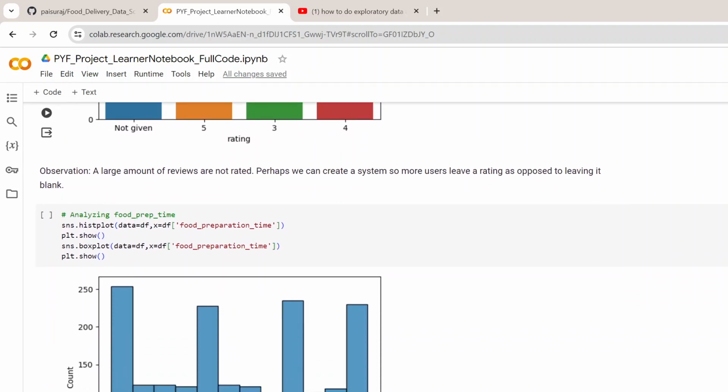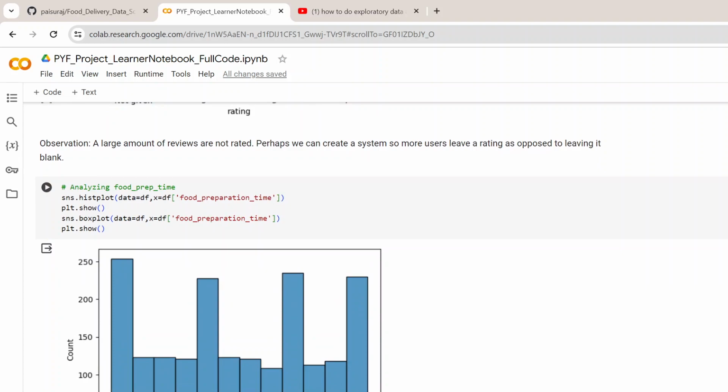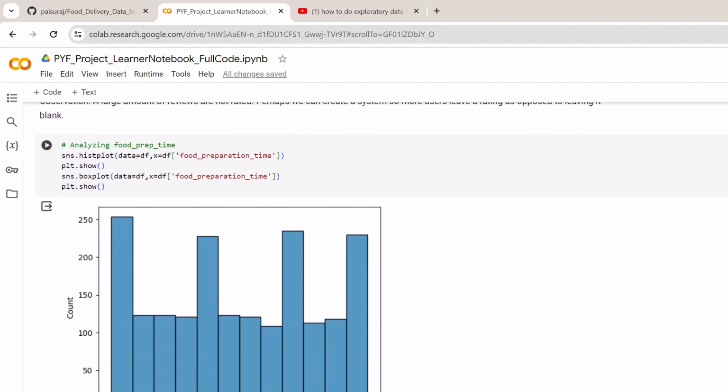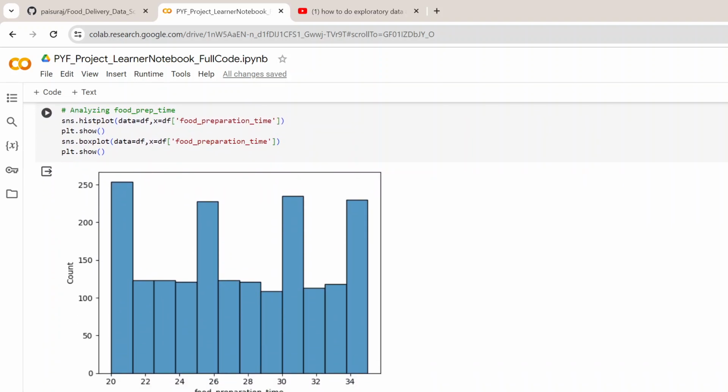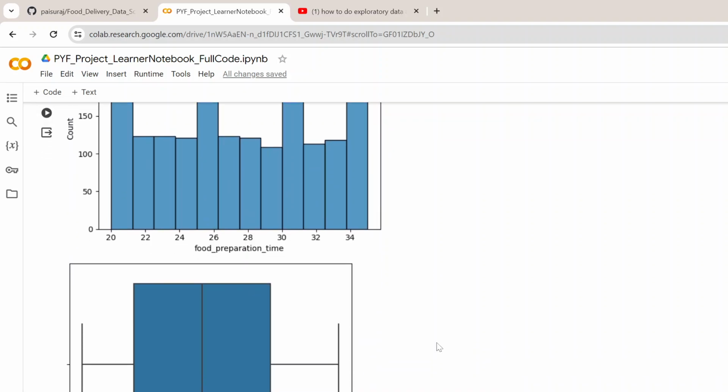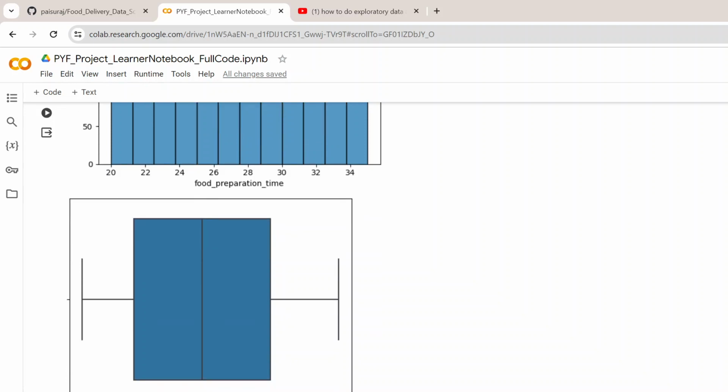As we go down, we see another variable, in this case, food preparation time. This one has a bit of an interesting distribution. Certain prep times are much higher, and the average, not average, but rather the median is around 27.